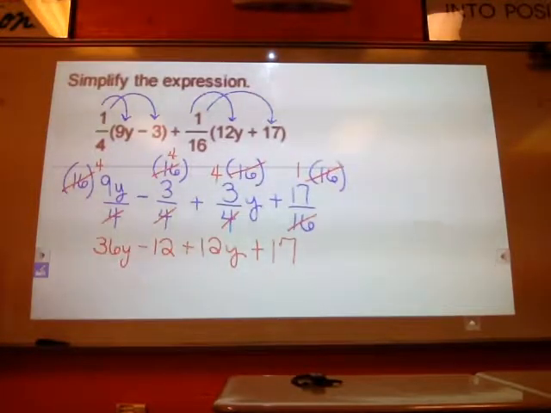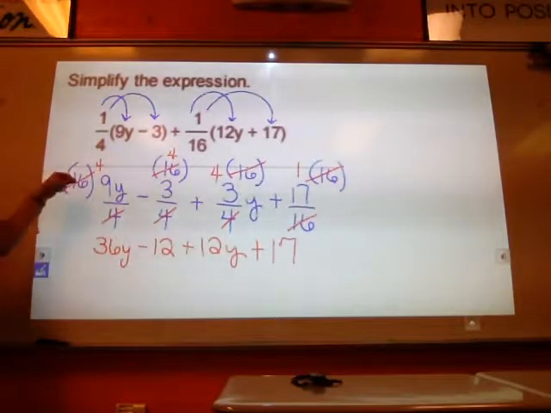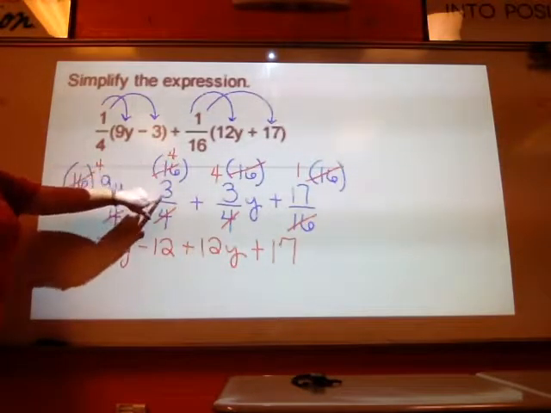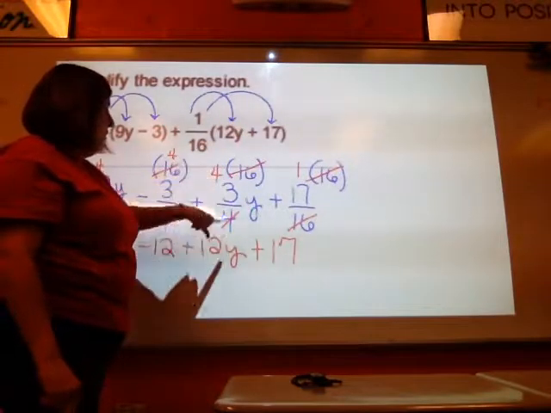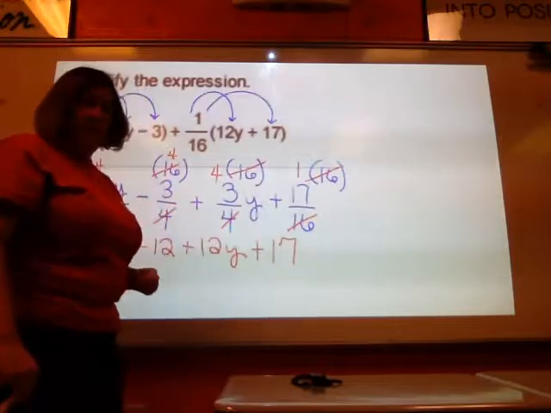So I'm going to let you look at that for a second. I simply said 4 goes into 16 4 times, because 4 times 4 is 16. And then 4 times 9 is 36. Same thing here. It goes in there 4 times. 4 times 3 is 12. 4 goes into 16 4 times. 4 times 3 is 12. 16, though, goes into 16 one time, and 1 times 17 is 17.